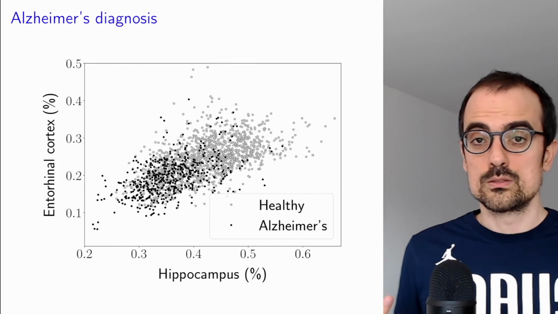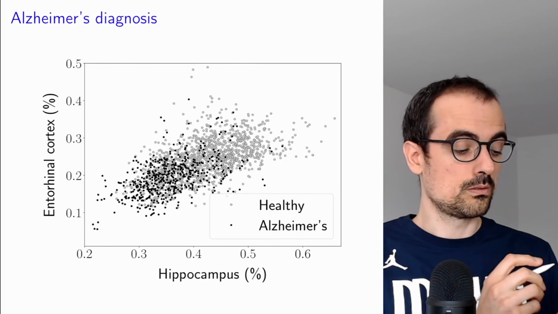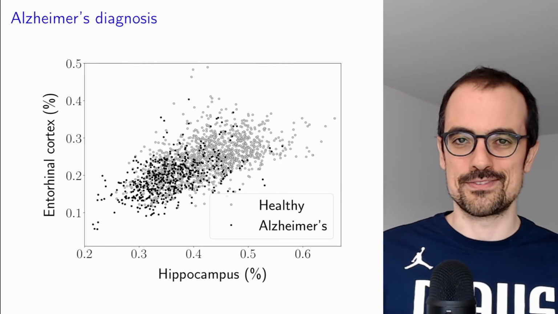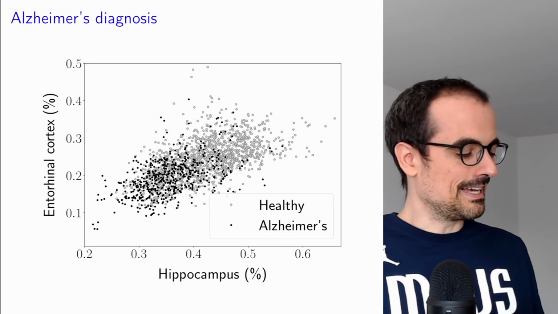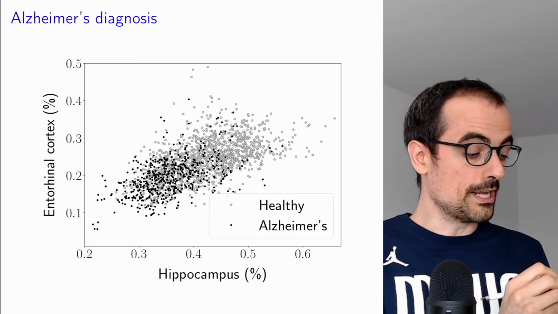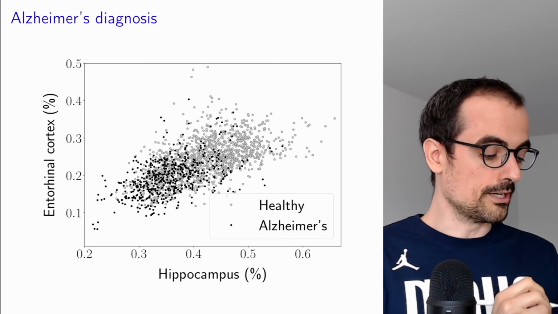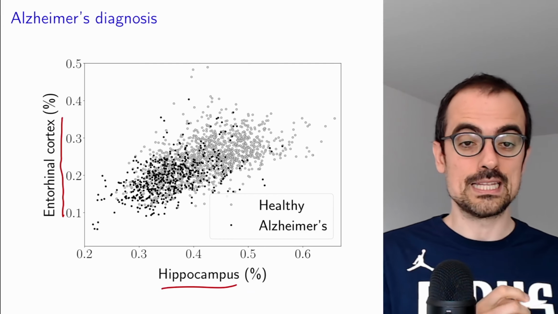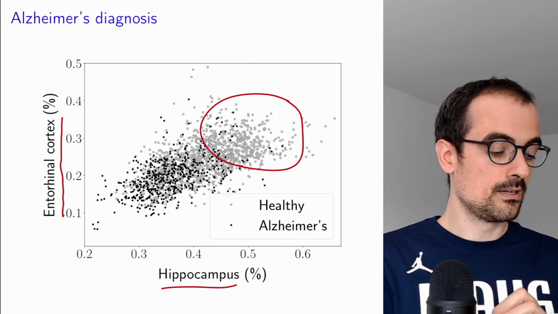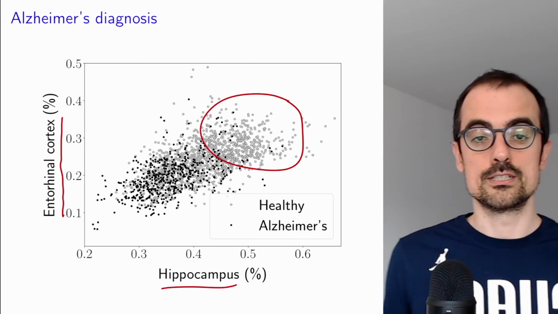So we've decided to use two normalized brain volumes to account for the fact that some people, like me, have very big heads. Those two brain regions are the entorhinal cortex and the hippocampus. And we see that healthy people tend to have a larger hippocampus and a larger entorhinal cortex.